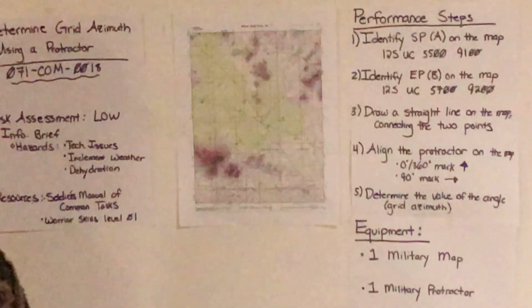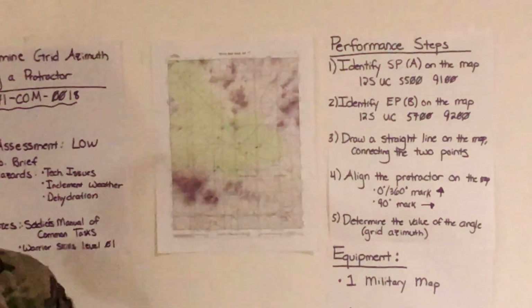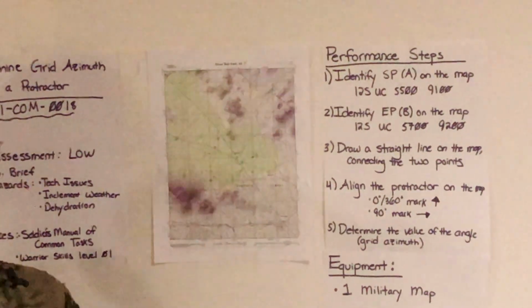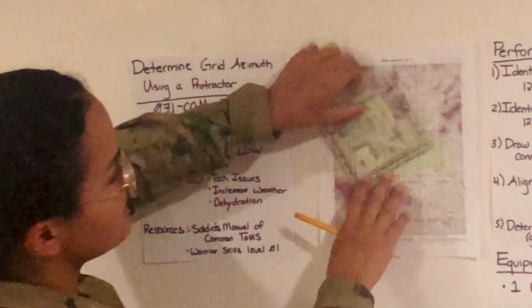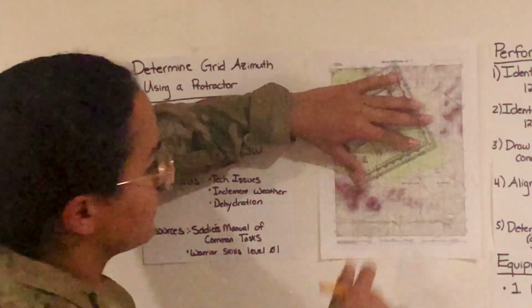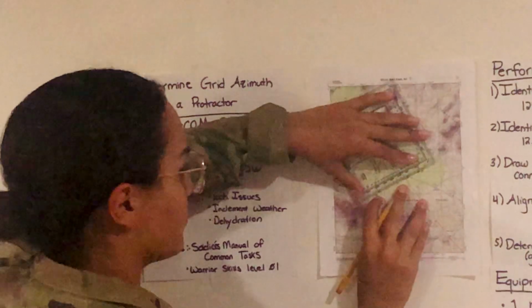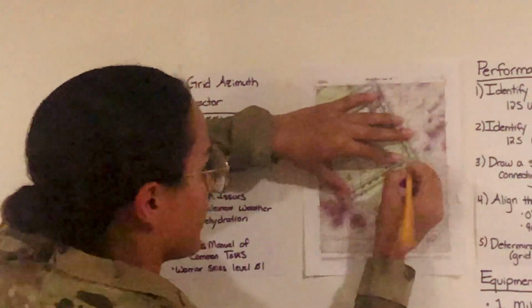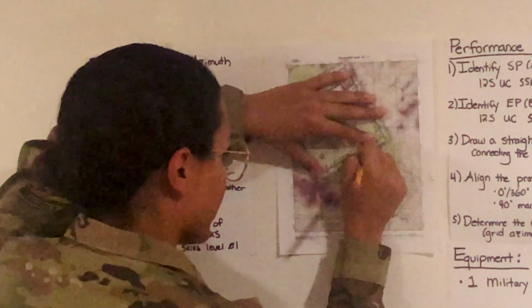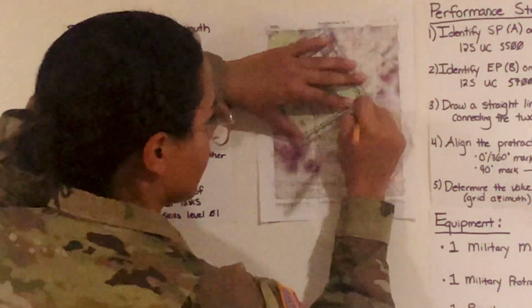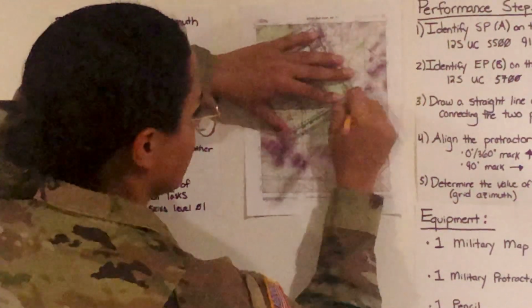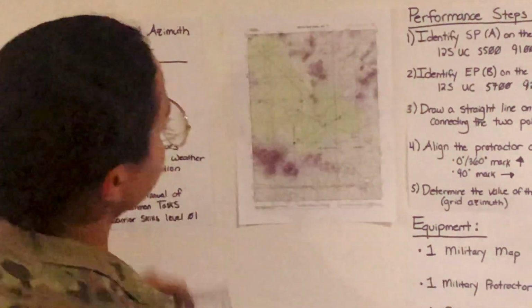Okay, performance step 3 is drawing a straight line on the map connecting the 2 points. So an easy way to do this accurately is to take the edge of your protractor, place it in such a way that it intersects the 2 points, and then just trace the edge of the protractor. So we have point Alpha here, point Bravo there. We'll make a nice straight line in between them. And it is a good idea to extend the line out just further than the points so that you'll be able to use your protractor in a little bit.